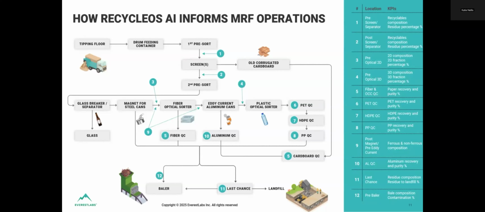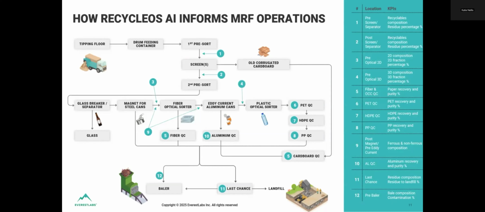Bubbles 5, 6, 7, and 8 here. These are your QC lines. These could be after additional opticals or after an eddy current or a magnet. The AI and data on these QC lines identifies your major commodity recovery rates. You can track your bale or your bunker composition and purity. And again, monitor any upstream equipment errors.